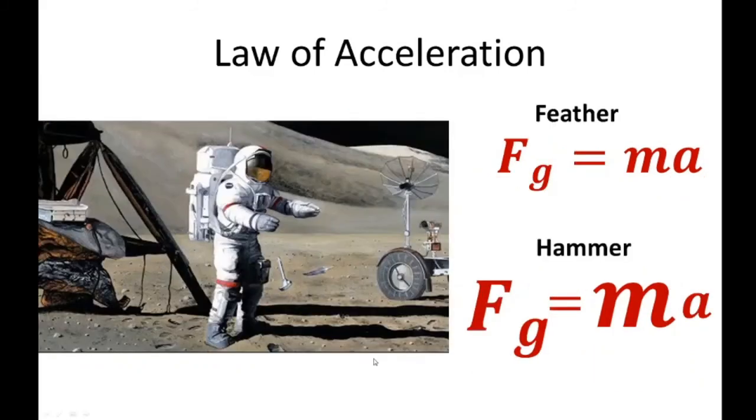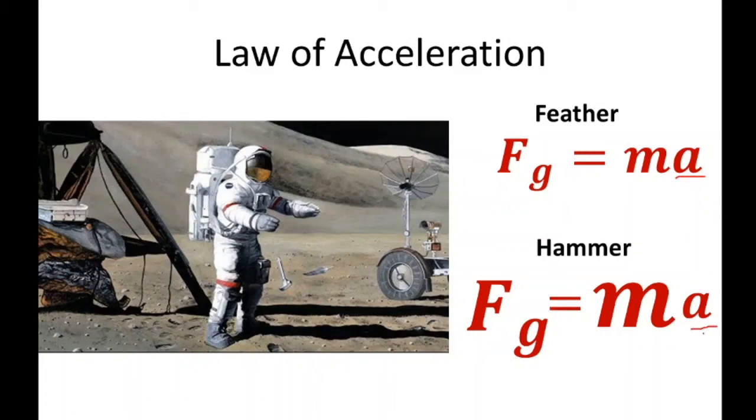Now, this was conducted on the moon. I think it was Apollo 15, I'm not really sure. A hammer and a feather were released, and they were able to find out that they reach the ground at the same time. Meaning to say, if they reach the ground at the same time, they have the same amount of acceleration.